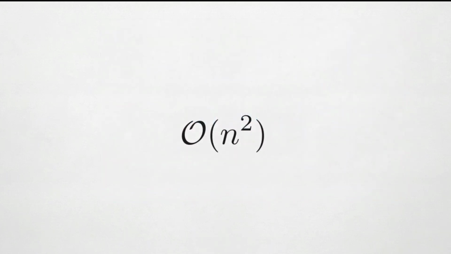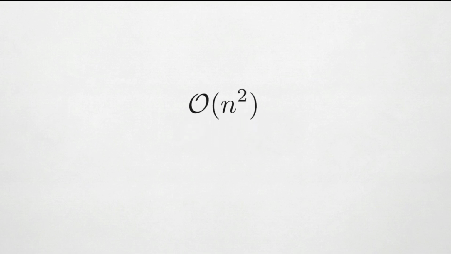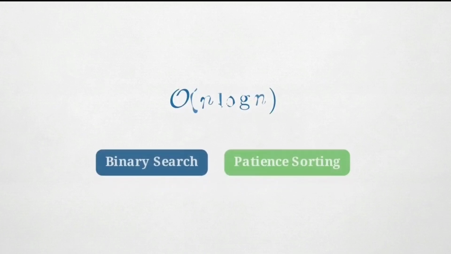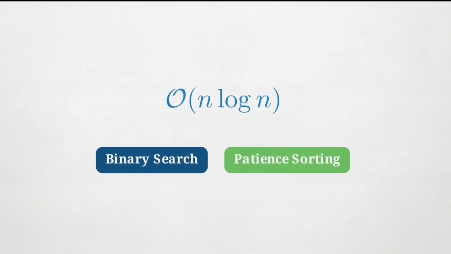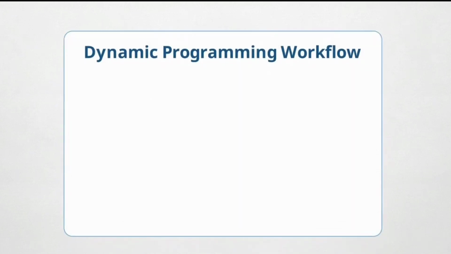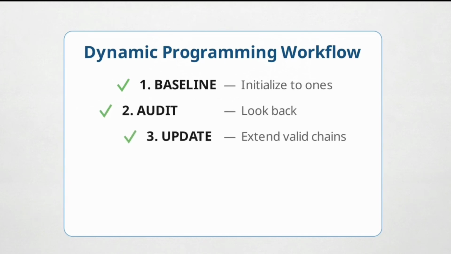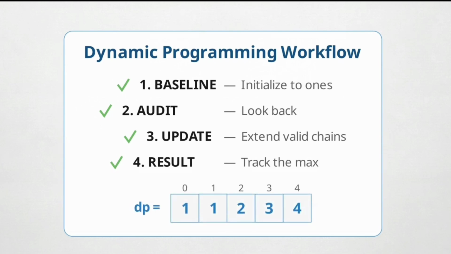Walking through the array and glancing backward for every element results in a time complexity of O(n squared). While this is the foundational approach, you can optimize further. By incorporating binary search and patience sorting, the algorithm can reach a complexity of O(n log n). This 4-step workflow, initializing to ones, looking back, extending valid chains, and tracking the max, replaces complex recursion with a structured table of documented decisions.